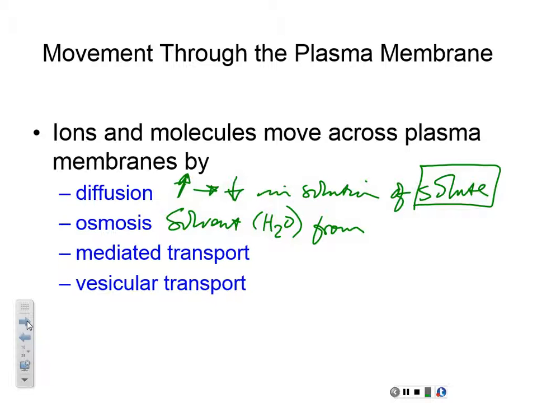Through what? Through a selectively permeable membrane. If I ever ask about the definition for osmosis, you're going to mention those three things. It's movement of water, which is the solvent molecules, and you have to talk about from high to low concentration, and then through a selectively permeable membrane. You're going to mention all those three to get full points. From high to low, through selectively permeable membrane. SPM is selectively permeable membrane, okay?